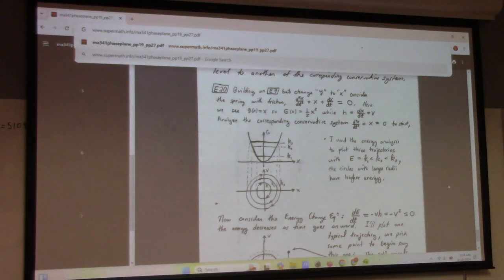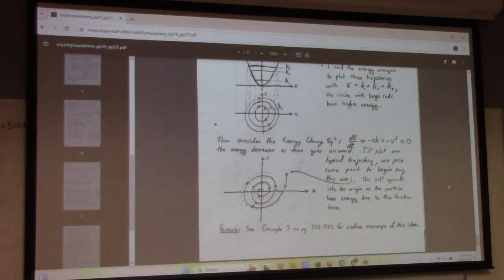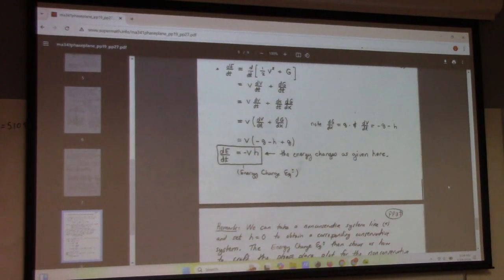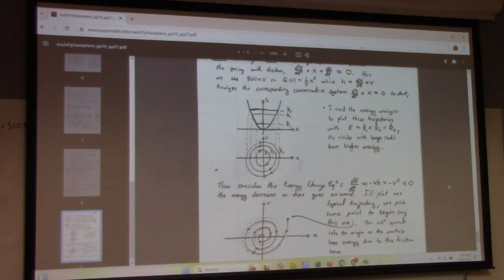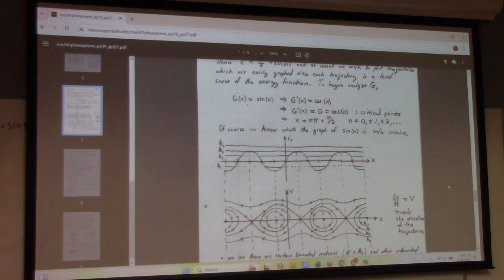Oh, come on, don't do that. There's another example. Come on. Where'd it go? I had two examples here. I thought I had two examples.